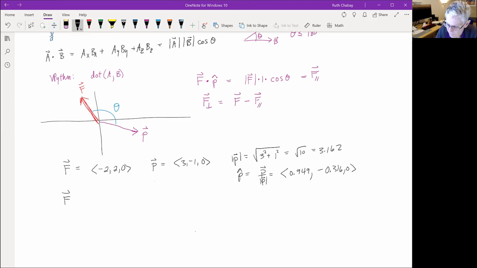So F dot P hat, which gets the magnitude of P out by taking the unit vector in the direction of P, we're getting the magnitude of P out of here, and we're just worrying about components of F, is going to be equal to -2 times 0.949 plus 2 times -0.316 plus 0 times 0, and that equals -2.530.